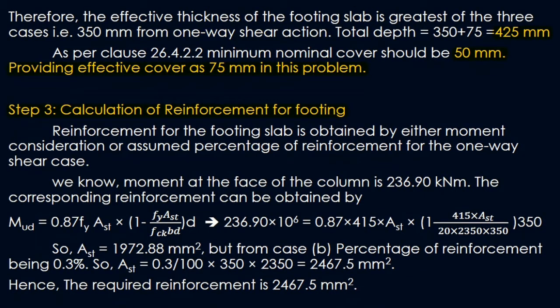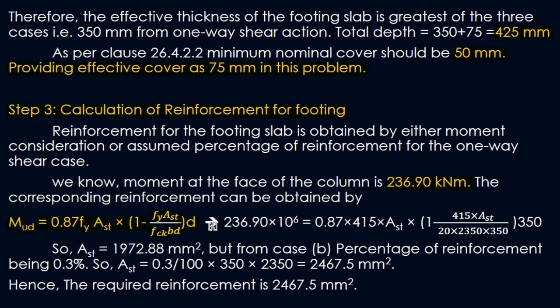Now we have to go for step 3, calculation of reinforcement for the footing. The reinforcement for the footing may be obtained either by calculating or by assuming the percentage of reinforcement from the one-way shear case. We know the moment at the face of the column is 236.90 kilonewton meter. So the corresponding reinforcement can be obtained as MUD equals 0.87 Fy AST into 1 minus Fy AST divided by FCK B D into D. This is the formula, and it is available in the IS 456-2000 code book. So by using this we will calculate.